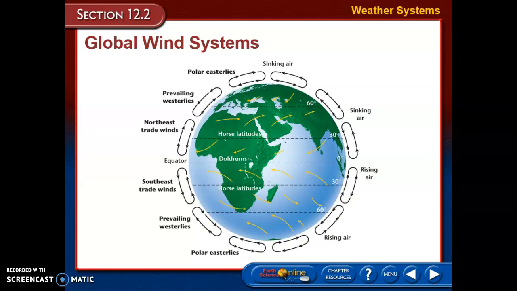So here you've got some of the big ones. You've got the trade winds, the prevailing westerlies, and the polar easterlies. And you've got the southeast trade winds, prevailing westerlies, and the polar easterlies. Once again, right here at the equator, going up this way, and then going down this way.